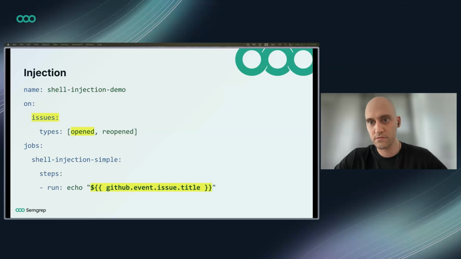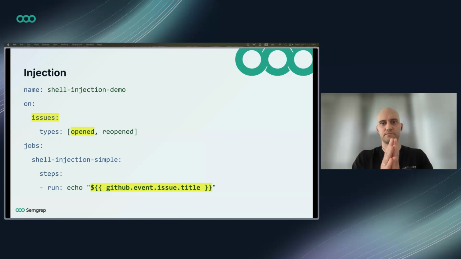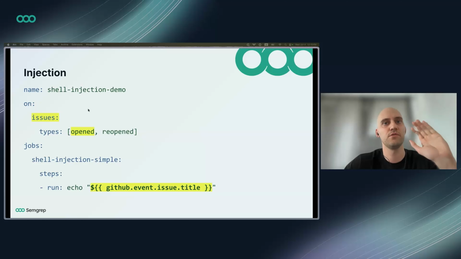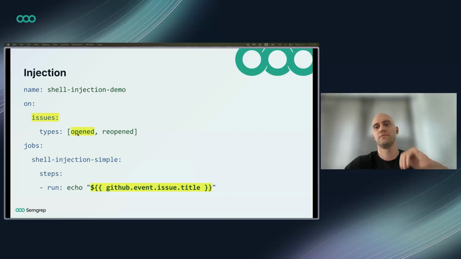So let's see the first vulnerability. What we see here is a simple example of a workflow. We have a workflow that is triggered on issue opened or reopened. So we have a publicly available repository. Somebody goes into the issues, opens an issue, and then this workflow is triggered. We have one job. This job has one step. And what we see here is that it is echoing something to the console.